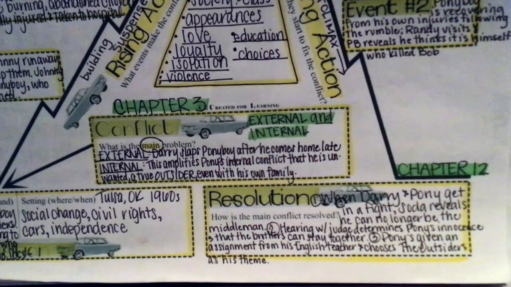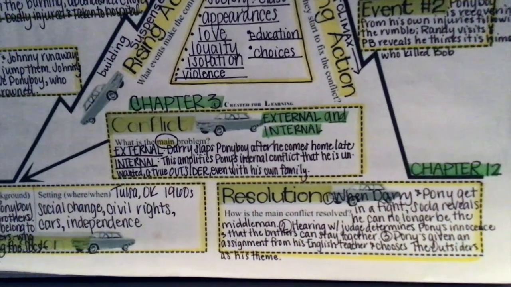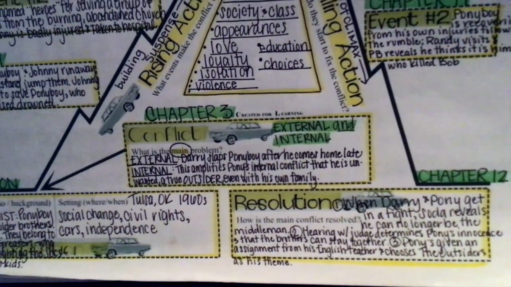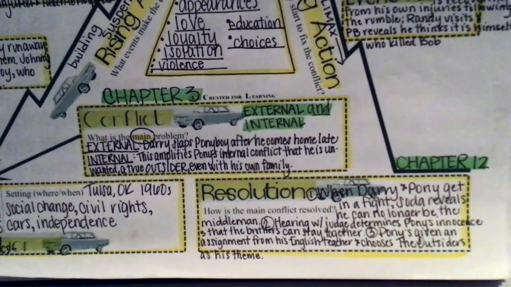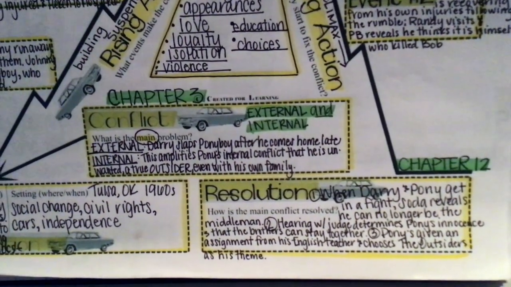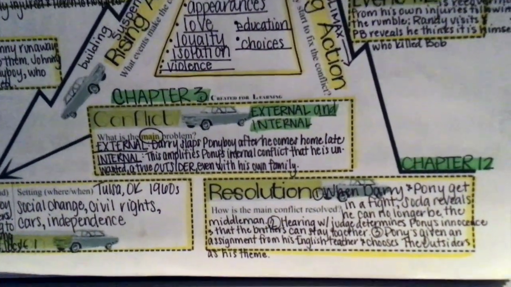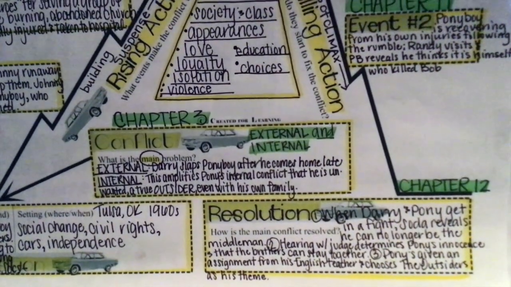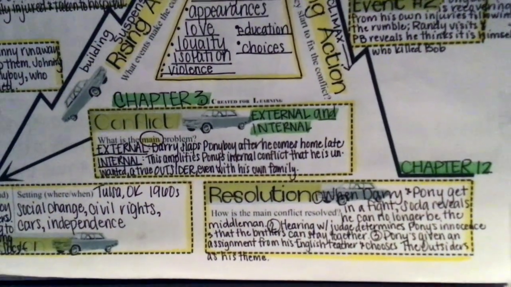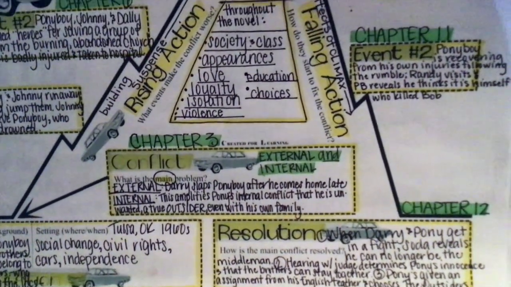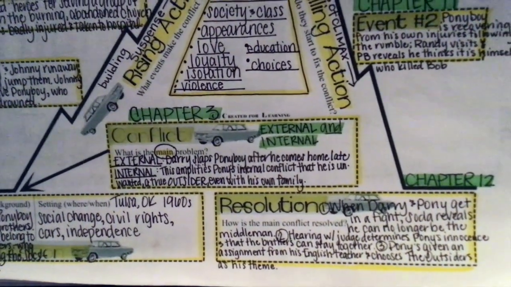And the third and final resolution is that Pony is given an assignment from his English teacher. His grades have begun to drop after everything. He's always been a good student. And he chooses to write about the outsiders as his theme. So the first line of his theme, or his paper, is the first line of the novel. If you didn't catch that, then go back and reread the first line of the novel. And so he's going to write his story about what has happened to him and his buddies.